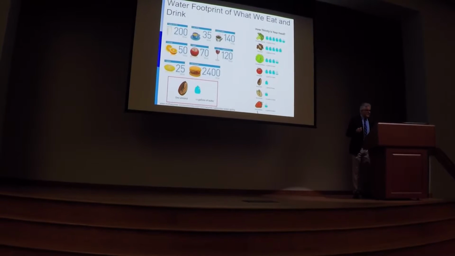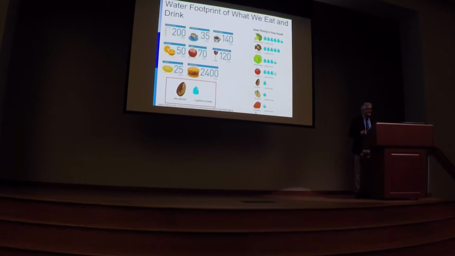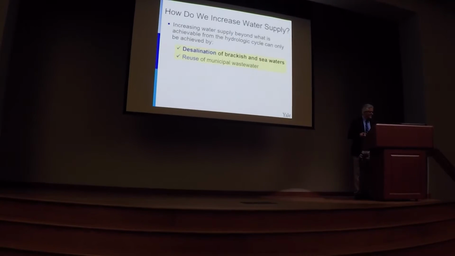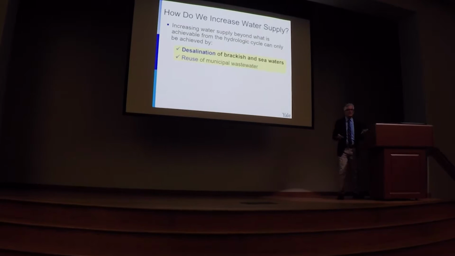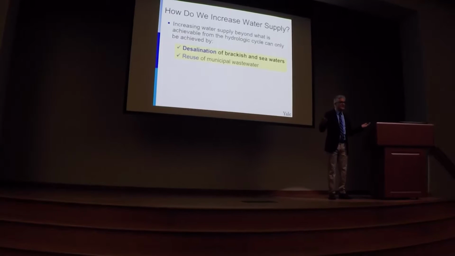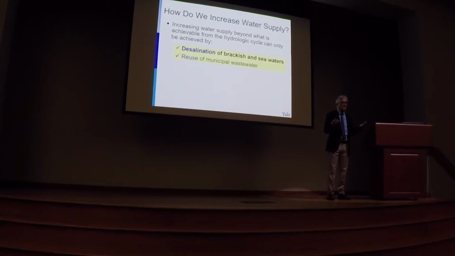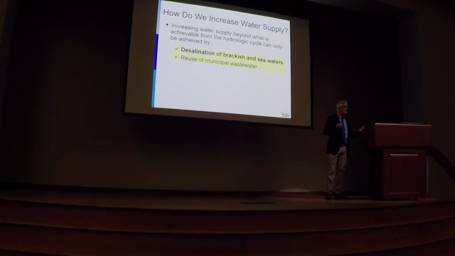So it's clear now that there is a significant increase in water consumption, and the question is how to increase available water supply. We can get a certain amount of water from the hydrological cycle, but nothing beyond it, and it's not enough because we have more consumption than what we can get from the hydrological cycle. So that's where we turn to engineering. Through engineering, if we can desalinate seawater and also recycle wastewater, we can get more water than what we can get from the hydrological cycle.